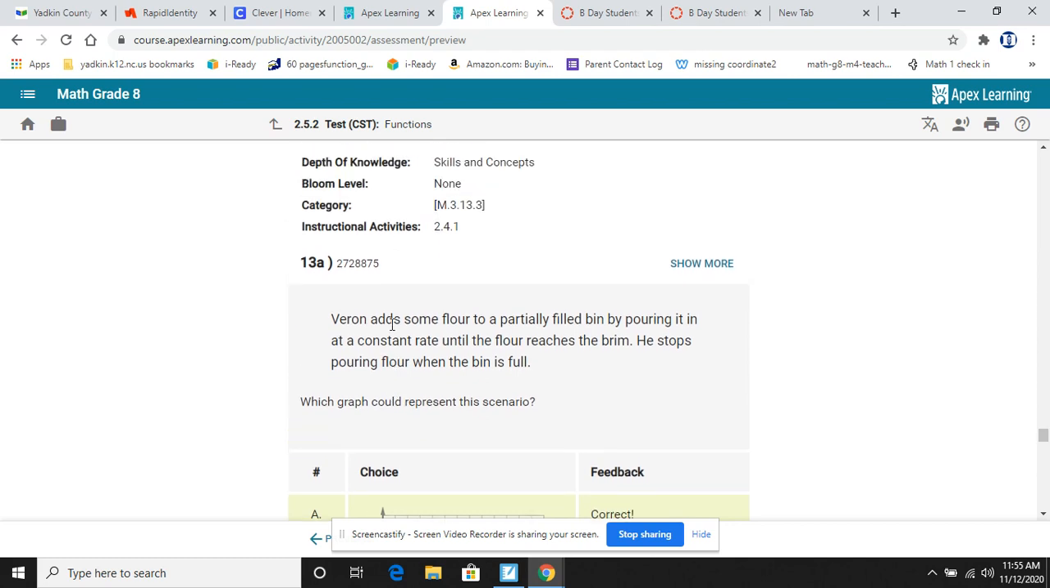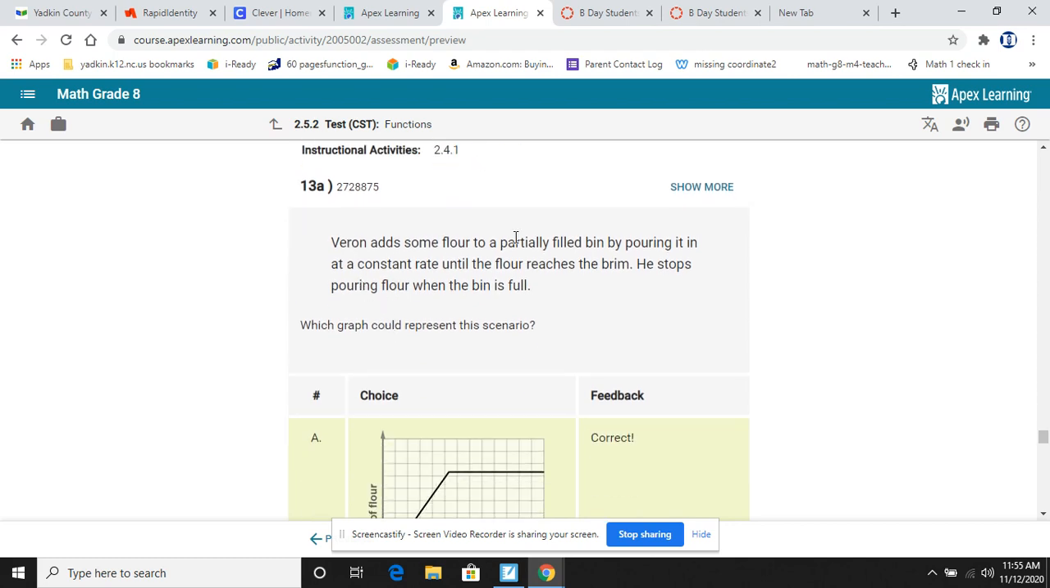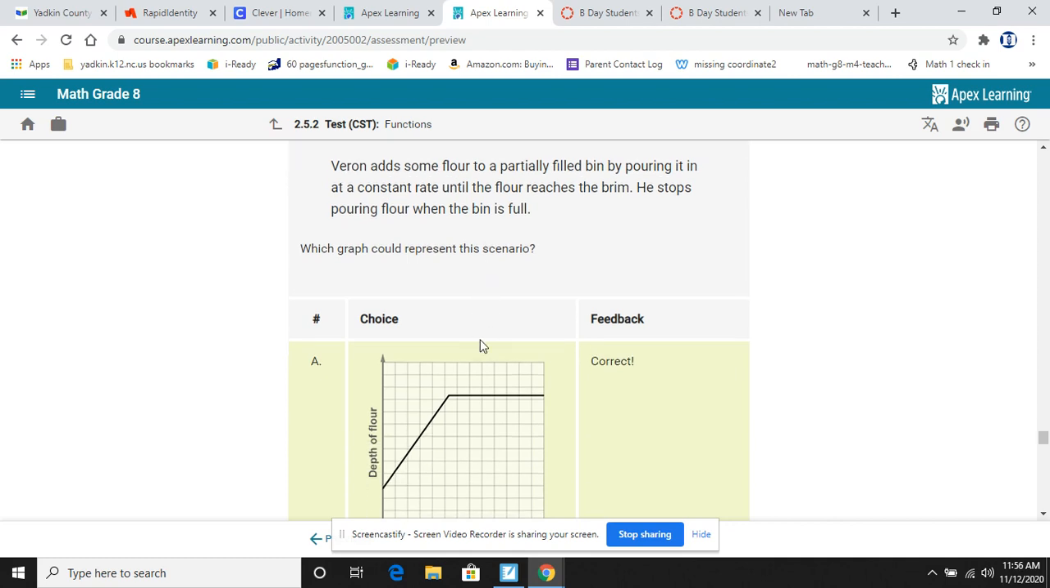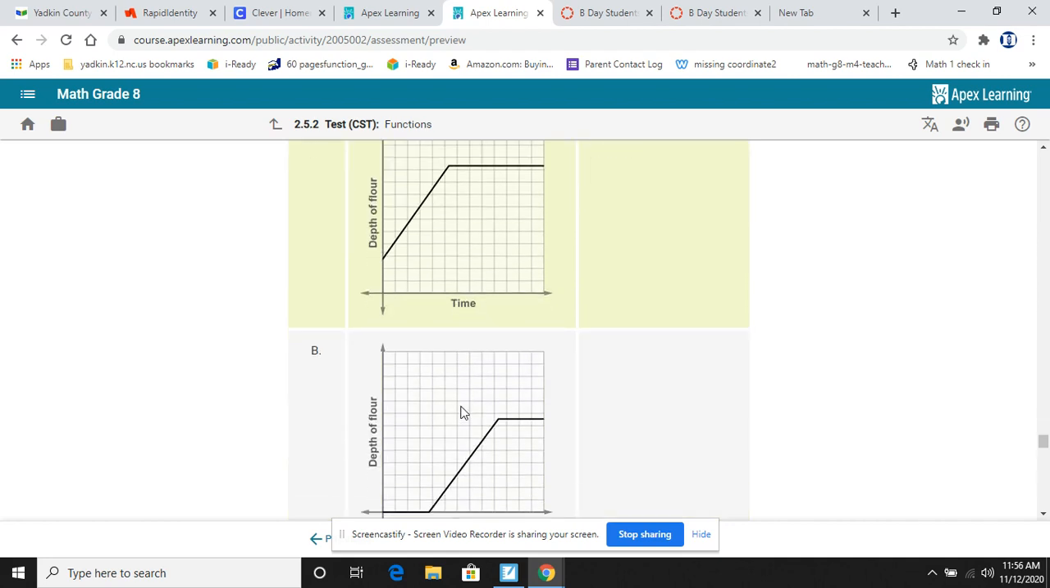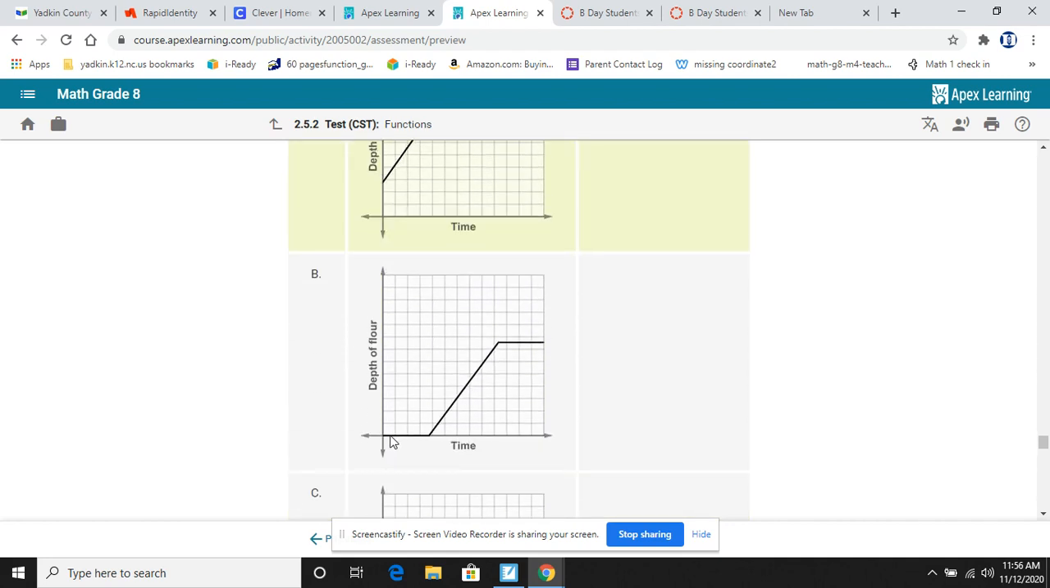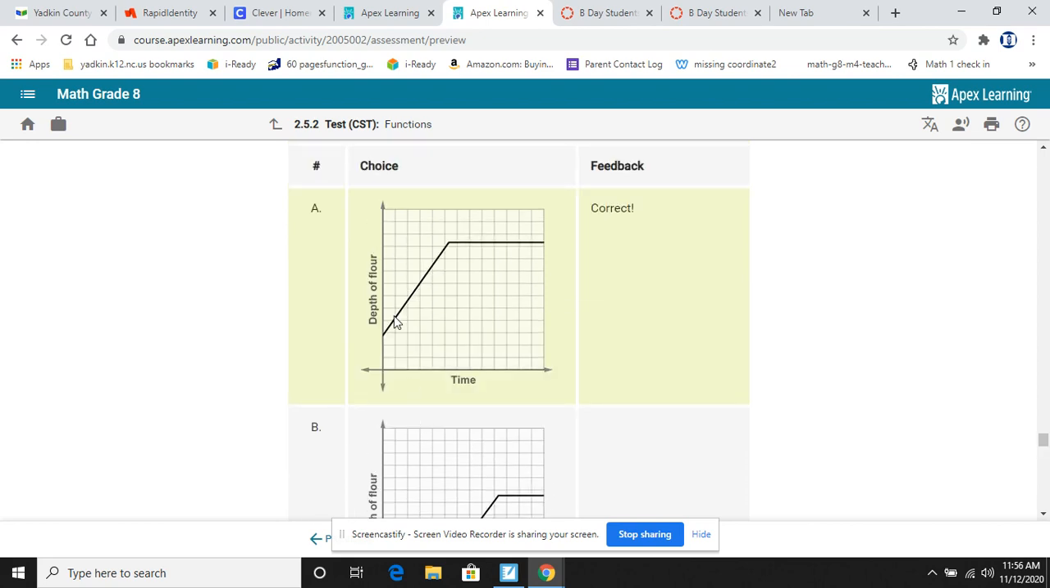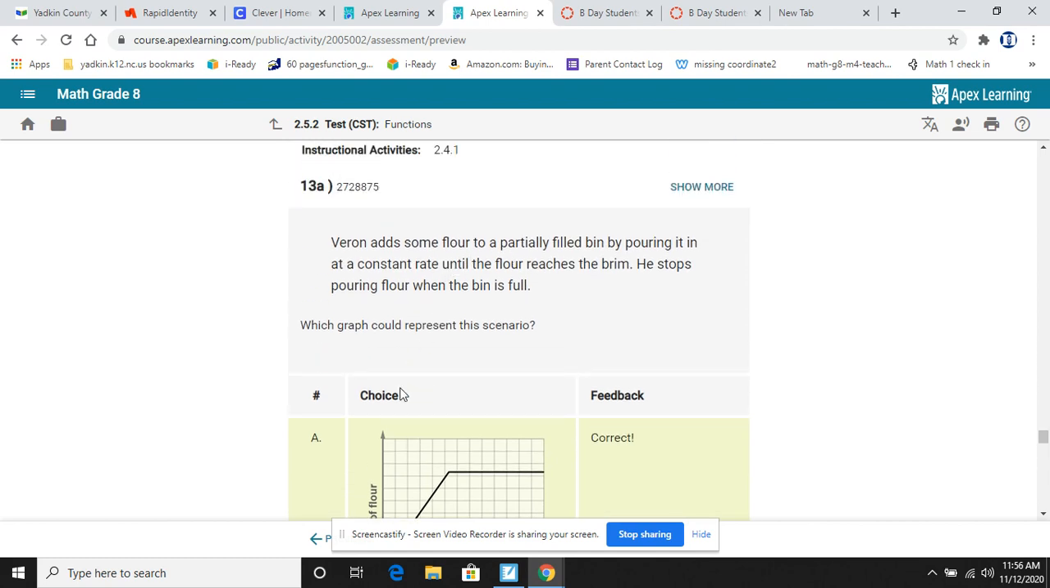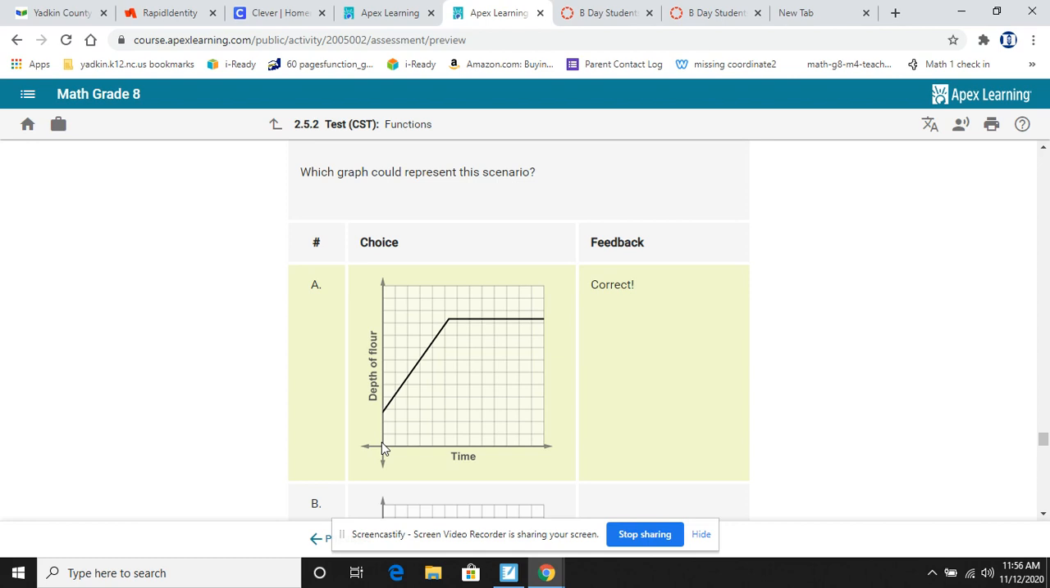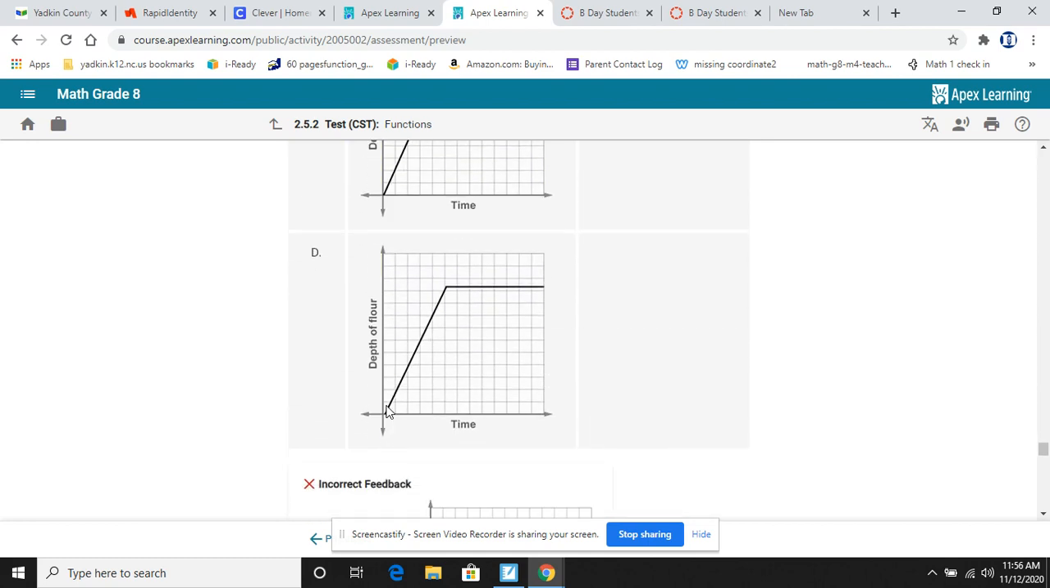Question 13. Which graph could represent this scenario? Vernon adds some flour to a partially filled bin by pouring it in at a constant rate, so it's going up constantly until the flour reaches the brim, and then he has to stop because it's full. So it's pouring the flour in. When it gets full, it stays constant because he can't put any more in. That one is not right because it's constant at first. He starts out pouring it in. And it's partially filled. That's why it starts right here and not at 0. Like this one. It doesn't say it's empty. It is partially full.